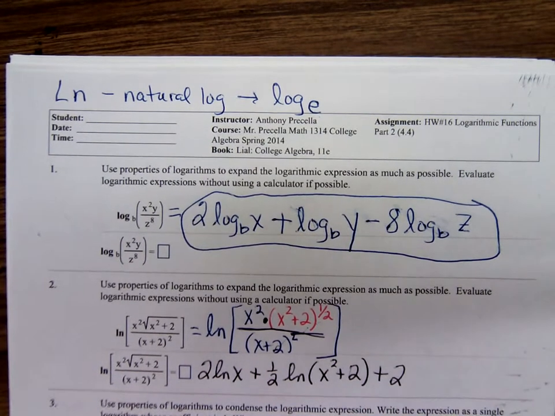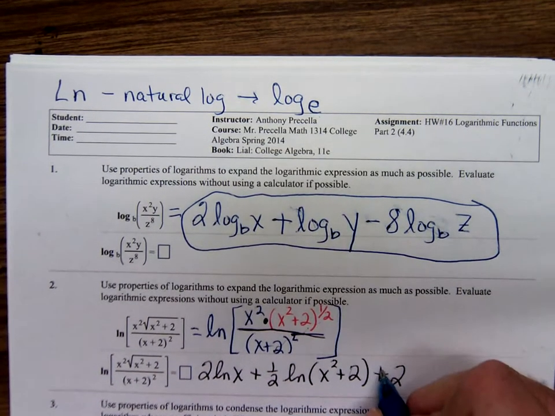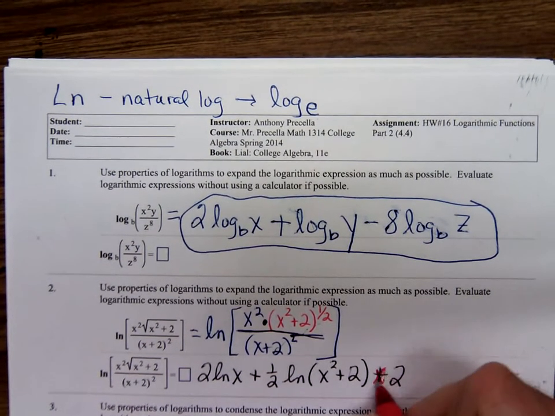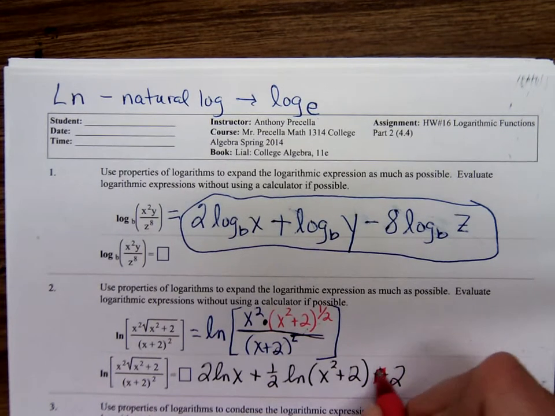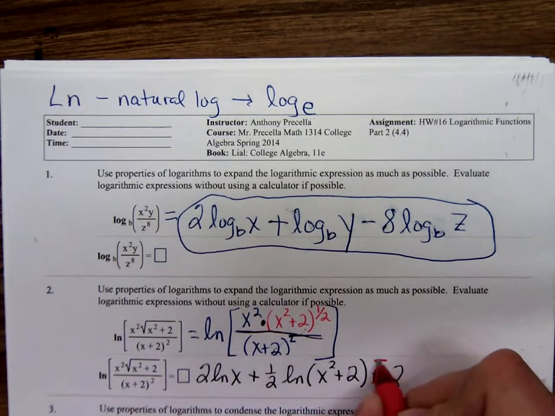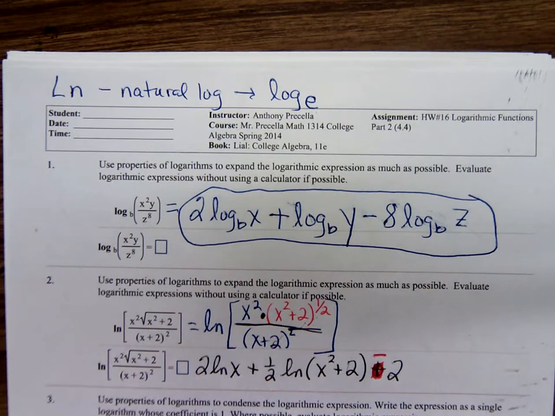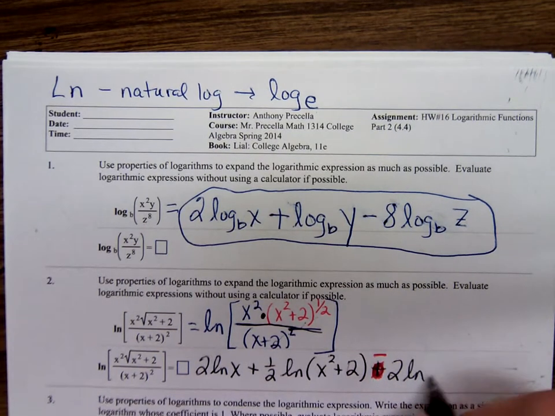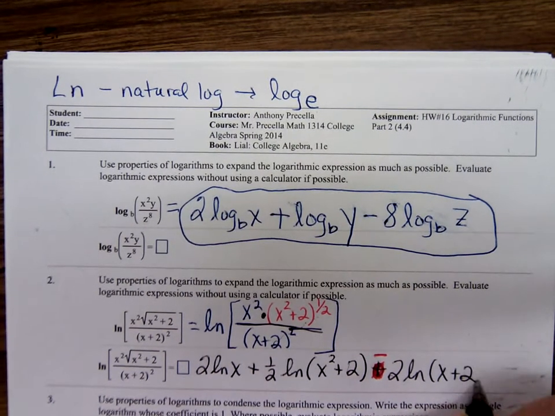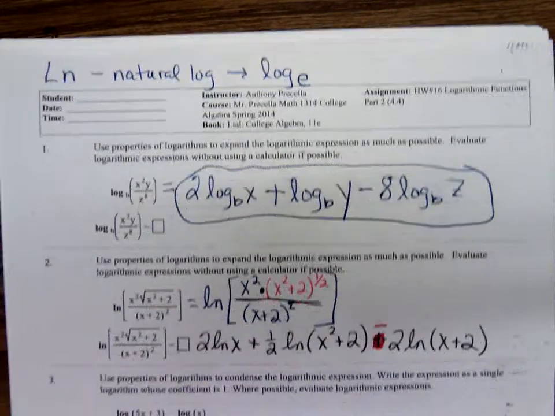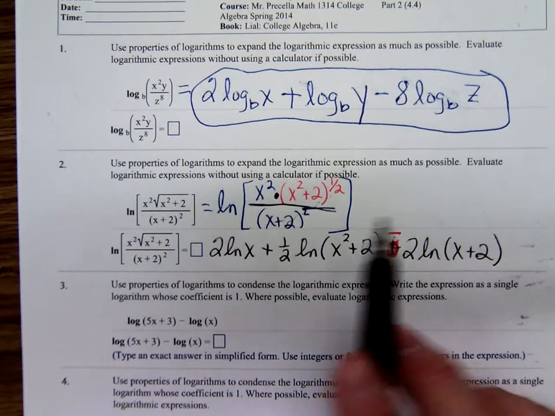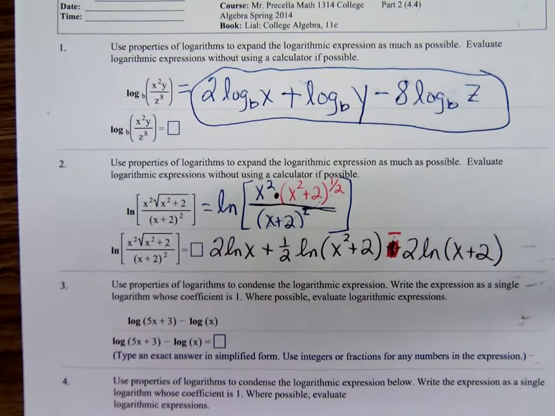Oh, I messed up, didn't I? This plus here should be a minus. I'm going to mark that out and put a minus. See, I made a mistake. The x plus 2 squared is in the bottom. So minus 2 ln x plus 2. Did y'all see that? There should be a minus here because the x plus 2 squared is in the bottom.